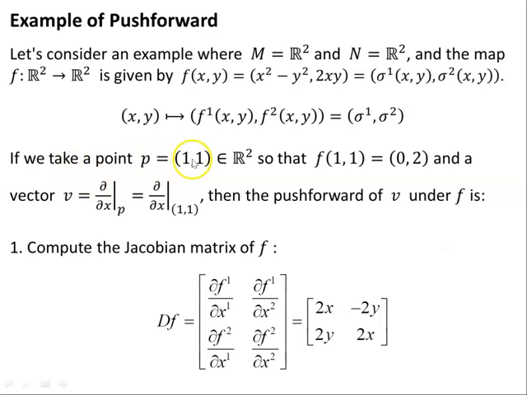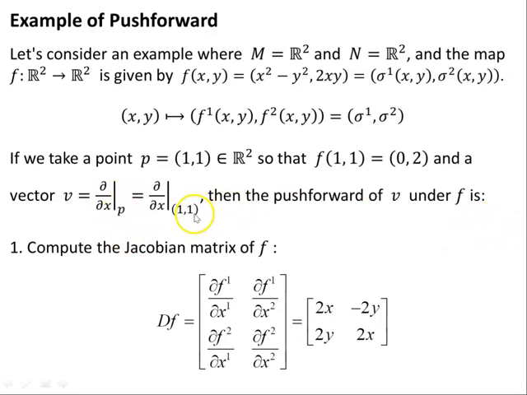So if we take a point P equals 1, 1 in R2, then f of 1, 1, when we substitute that in, 1 squared is 1, minus 1 squared is 1, that's 0, and 2 times 1 is 2, so we get 0, 2. And a vector V that we're going to push forward is a simple basis vector, partial x. We want to push that forward from the manifold M to the manifold N. So what's going to come out in the tangent space to the manifold N at the point F of P? What are we going to get?